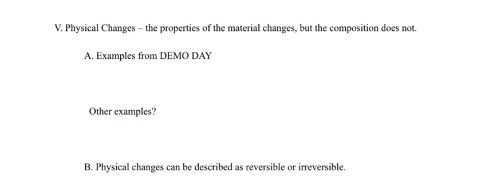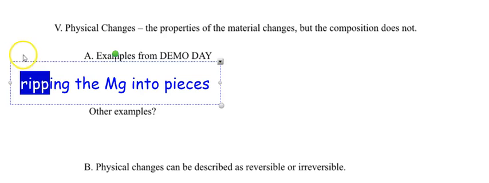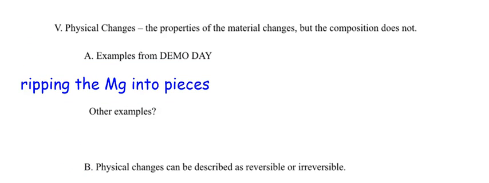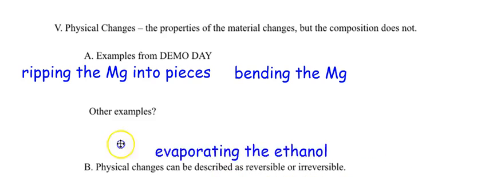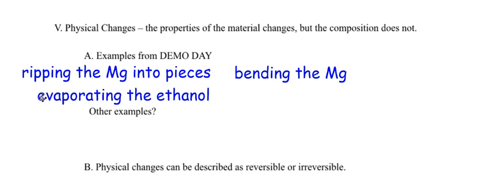Well, what was the very first thing we did in demo day? We looked at the magnesium ribbon. Do you remember what I did with it? The first thing I did is I ripped it into some pieces, using my fingernails. Another thing I did is that I flexed it. I bent it. We said it was malleable. So that would be a physical change, just bending the magnesium. What else did I do in the second one, the film canister? I took that ethanol and heated it up with my hand and I evaporated it. So it is still ethanol, it just went from a liquid form to a gas form.